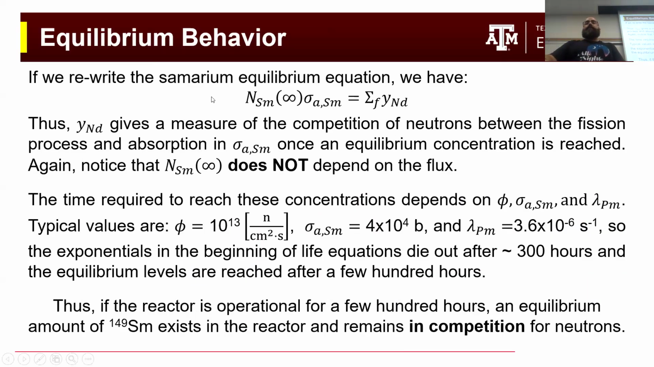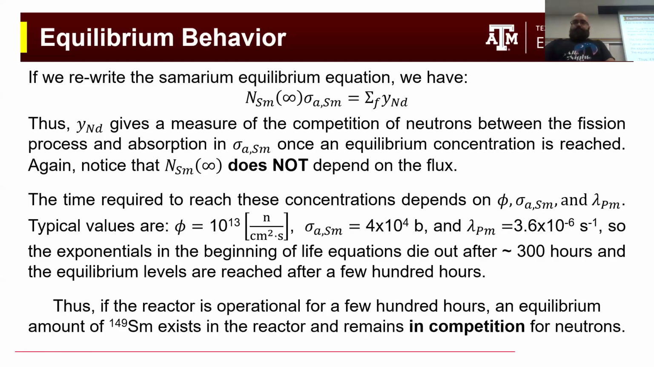And if I take that samarium equation and multiply the absorption cross-section over, we can see that this equation is telling us there's a balance for samarium between it absorbing neutrons and fission events producing the samarium based on the yield of neodymium.